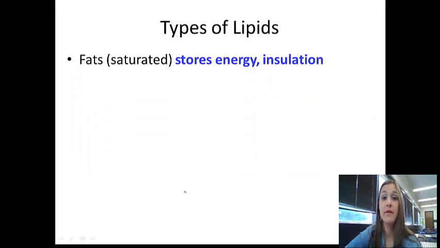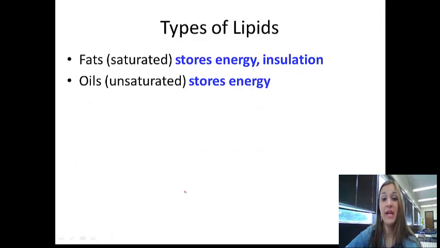Now, the most common type of lipids, and the one that I want you to think of when you think of lipids, are fats. So those are storing energy and serving as insulation in our body. Oils are also types of lipids. They're a different type of fat. They're an unsaturated fat. It also stores energy.